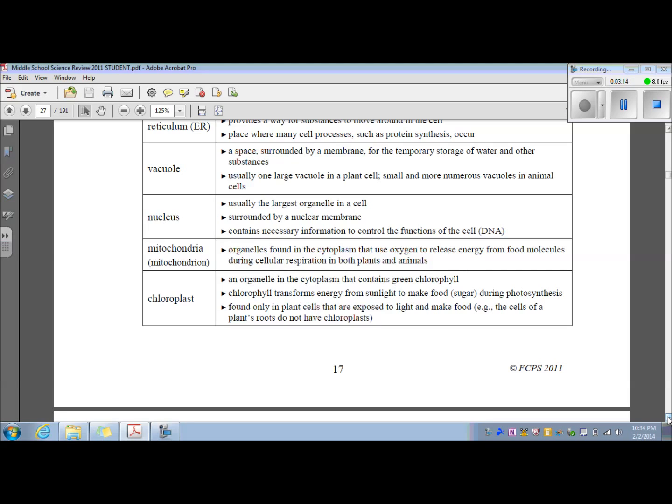Chloroplast. Chloroplast is an organelle in the cytoplasm that contains green chlorophyll. Chlorophyll transforms energy from sunlight to make food such as sugar during photosynthesis. Chloroplasts are only found in plant cells that are exposed to light and make food. For example, the cells of a plant's roots do not have chloroplasts.